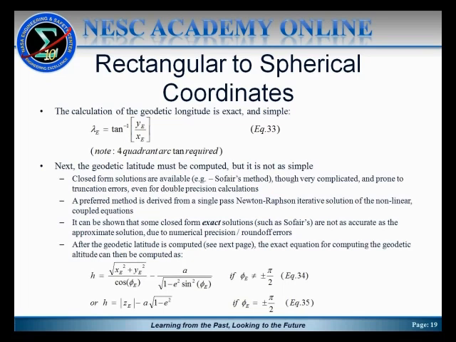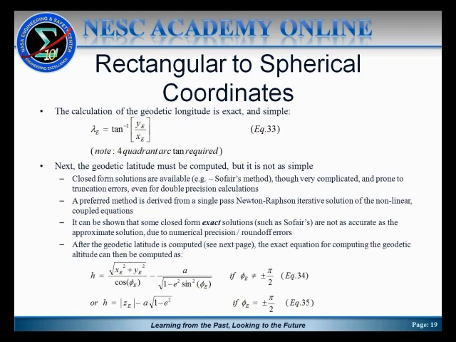And you might think the exact solution is more accurate than the iterative solution, but actually the reverse is true. It can be shown that at least for some, if not most, positions defined on an oblate spheroid, the exact solution, such as Sofaer's, is not as accurate as the approximate solution, and that's due to numerical precision and round-off, again, even if you're using double precision calculations.